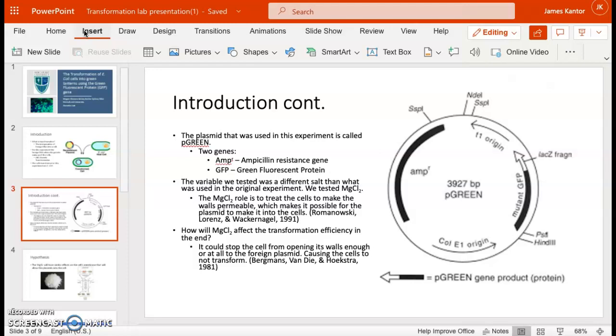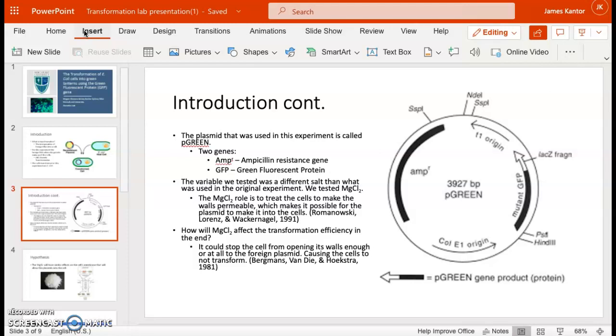The variable that we tested for this lab was using a different salt than what was used in our original experiment. The salt that we used was the magnesium chloride instead of the calcium chloride salt. The magnesium chloride's role in this experiment was to treat the cells and to make the walls permeable, which would allow the plasmid to easily pass through the cell wall and become a part of the cell's genome.